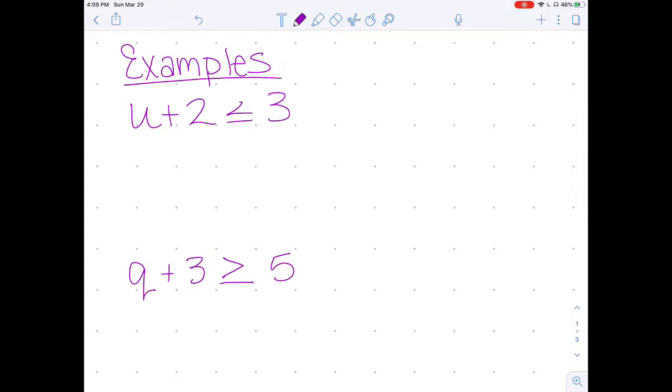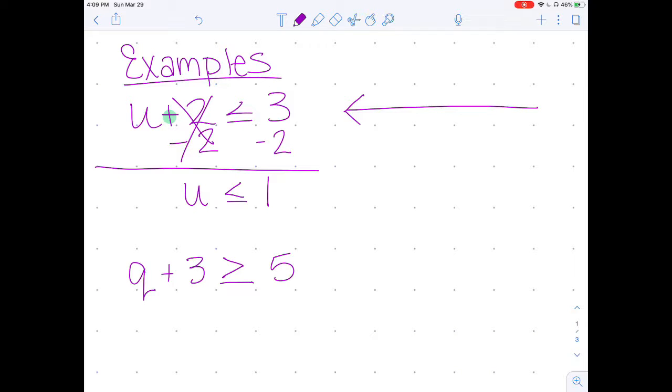So if we look at this first example, u plus 2 is less than or equal to 3. Well, the operation that I'm identifying here is adding. So I'm going to do the opposite of add, which would be subtract. So I'm going to subtract 2. But if I subtract 2 from this side, I also have to subtract 2 on the other side of the inequality sign. So now positive 2 minus 2 cancels out. U is less than or equal to 3 minus 2, which is 1.